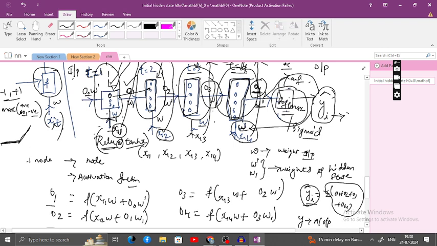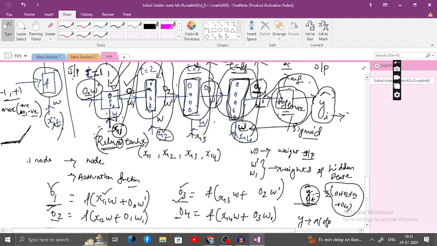O1 is dependent on x11 multiplied by w, plus what are the other inputs coming into this hidden layer? O0 into w dash. Like this, I have written the output for each network. Finally, the summation of O1, O2, O3, O4 is the final output yi, and after passing through the softmax function, you will get this yi.